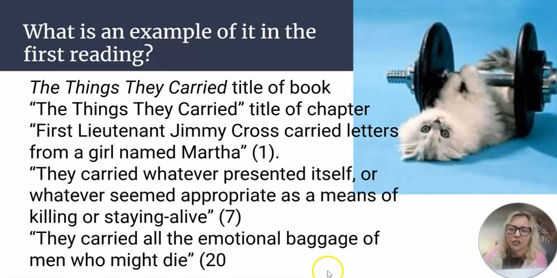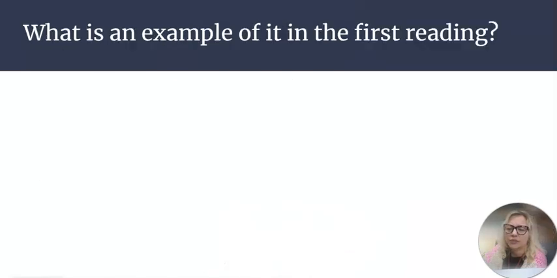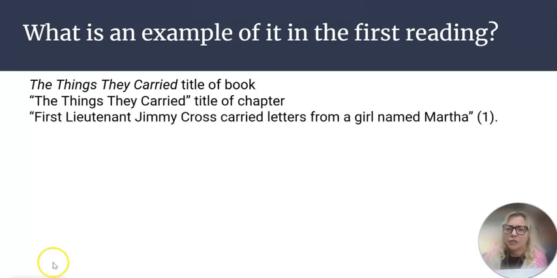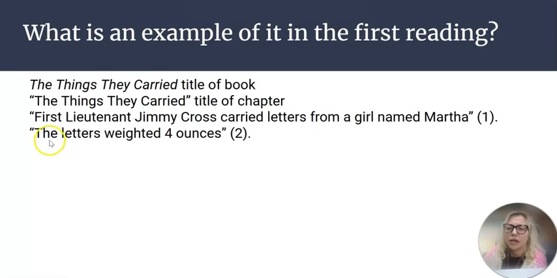So here's the figurative aspect, right? Things they carried, title of the book. Whoops, we already talked about that. First Lieutenant Jimmy Cross. Oh, I got some repetitions here. My bad. The letters weighed 4 ounces is another one from page 2. And so you'll notice that sometimes the listing of the objects includes how much it weighs, especially in that first chapter, but elsewhere in the book as well.